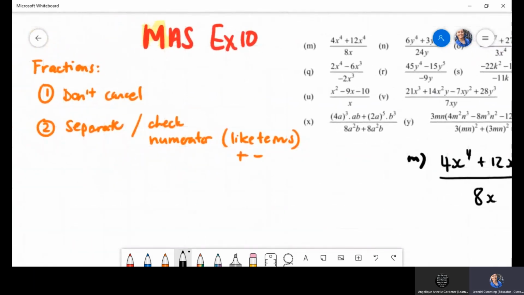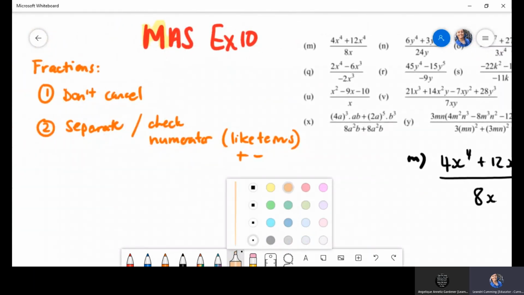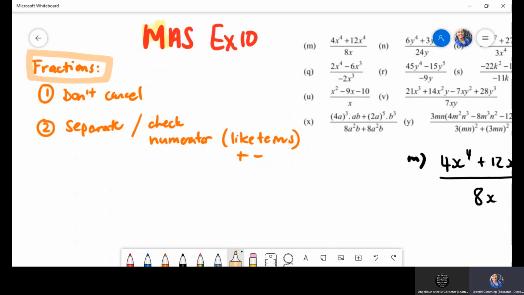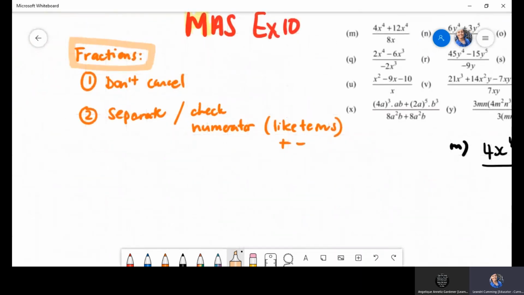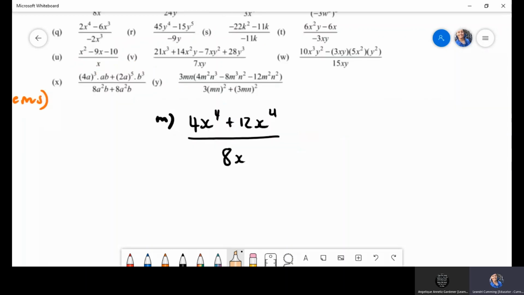We know we've got a fraction. Great. So fractions, yes, got it. Don't cancel. Right, let's just stop and say, hey, I can't do that. Not allowed. So what should I do? We must separate. Okay, but can I perhaps check if I can simplify the numerator? How am I allowed to simplify the numerator? I look for like terms.